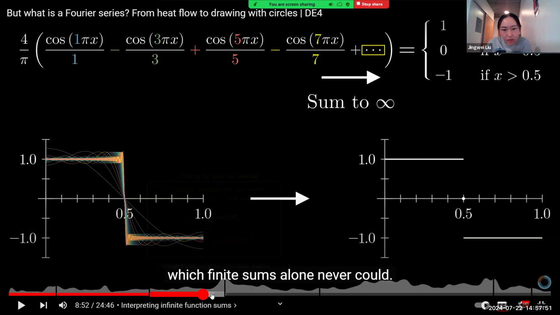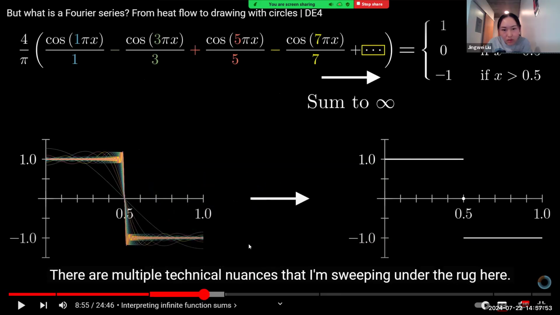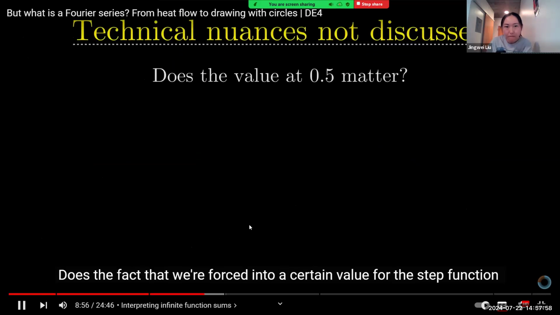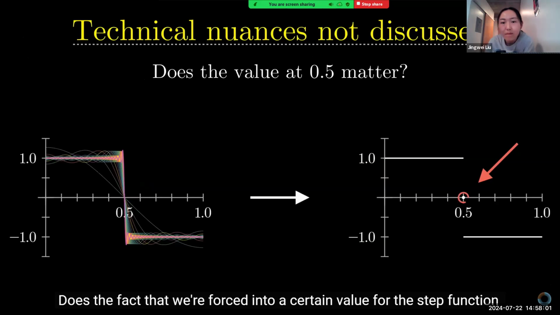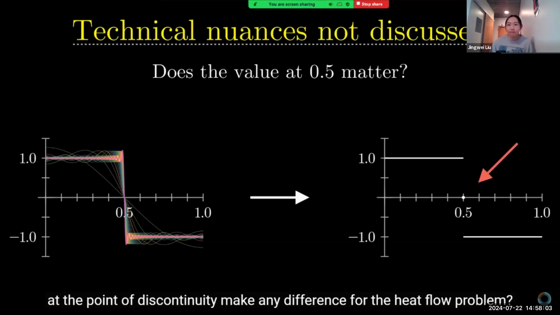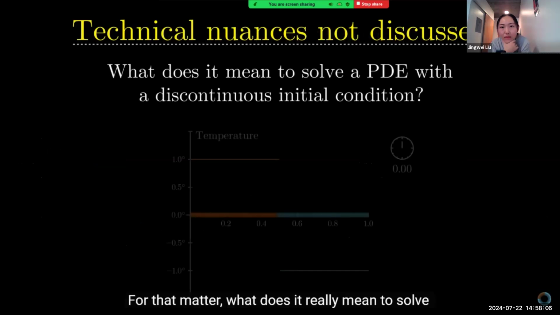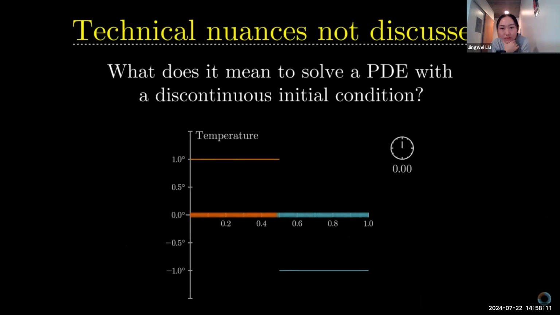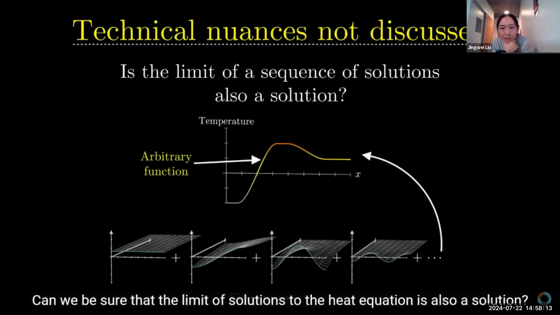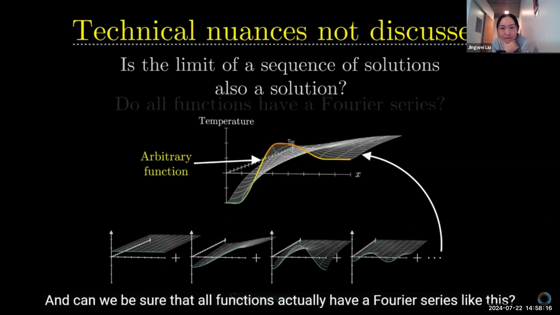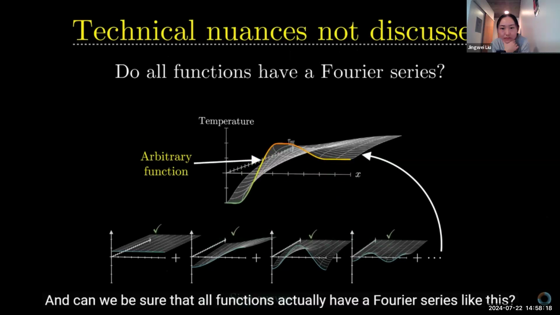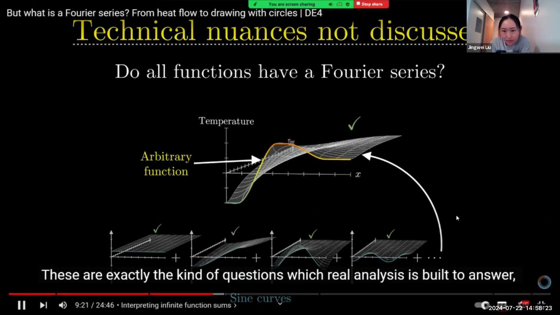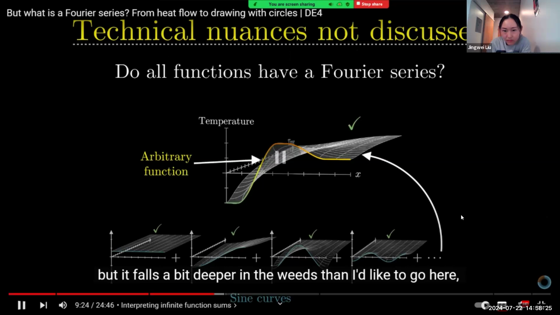But maybe let me continue with this video. Let's see what the author is trying to talk about. That I'm sweeping under the rug here. Does the fact that we're forced into a certain value for the step function at the point of discontinuity make any difference for the heat flow problem? For that matter, what does it really mean to solve a PDE with a discontinuous initial condition? Can we be sure that the limit of solutions to the heat equation is also a solution? And can we be sure that all functions actually have a Fourier series like this? If not, when not? These are exactly the kind of questions which real analysis is built to answer, but it falls a bit deeper in the weeds.